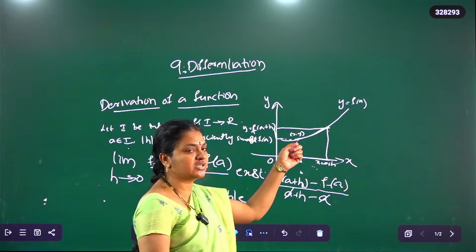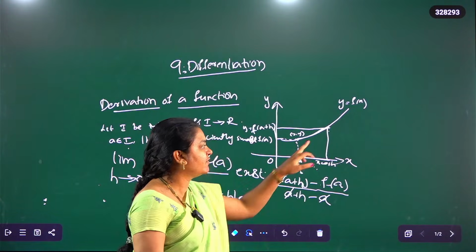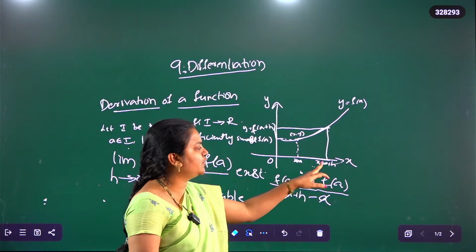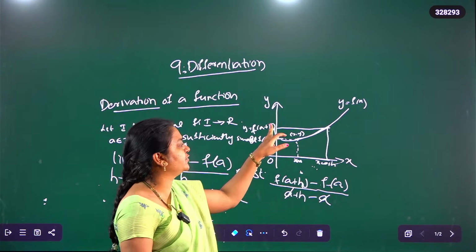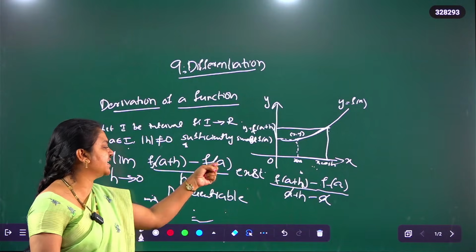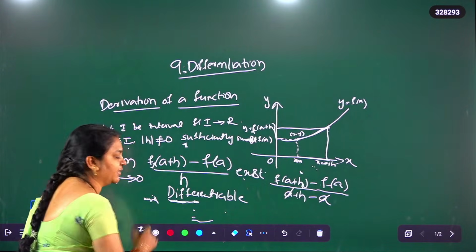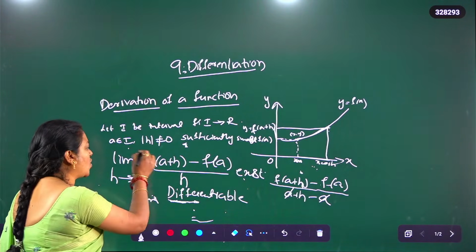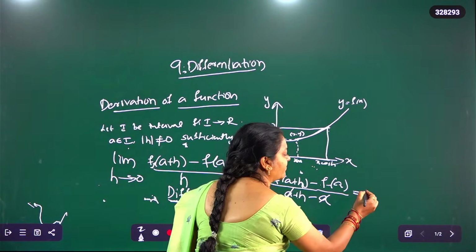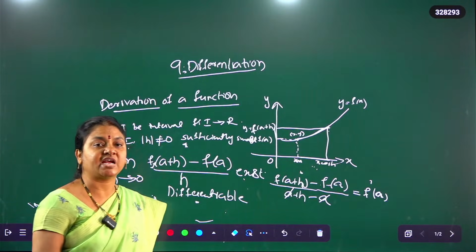I think you almost understood. This is a function f of x and we are taking from this value to this value. For every value there will be x and there will be y. So x goes from a to a plus h, and y goes from f of a to f of a plus h. Therefore the change of y with respect to x is f of a plus h minus f of a by h. If this limit exists, then we will say it is differentiable. We call this limit the derivative, f dash a.